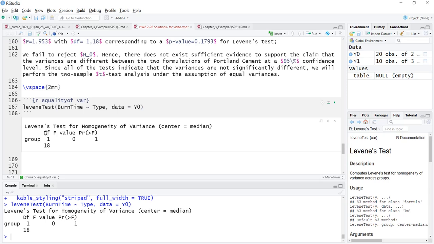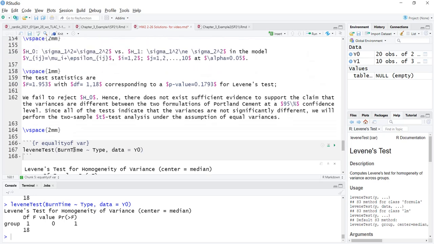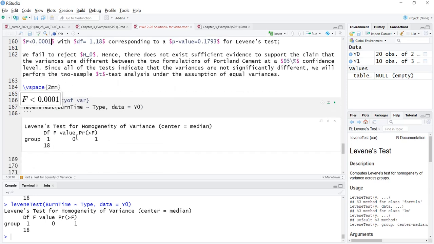So the test statistic, trying to remember how I got the test statistic for Levene's test. Oh, the F value is right here. And it threw me off because it's 0. Now, we can't put 0 in here. So I'm going to put F is less than 0.001. You don't want to put 0 there. And then we have 1 and 18 degrees of freedom. So I was looking for the F value, but 0 threw me off.